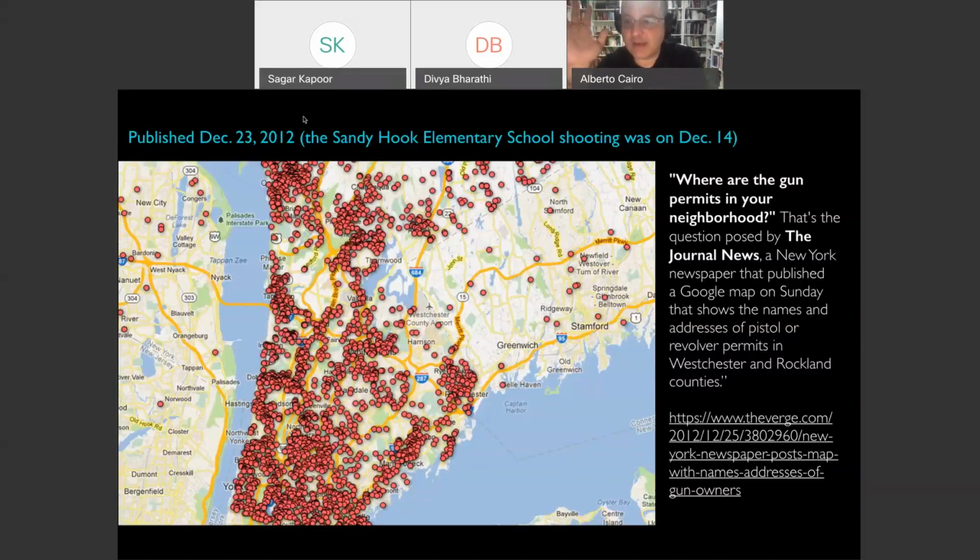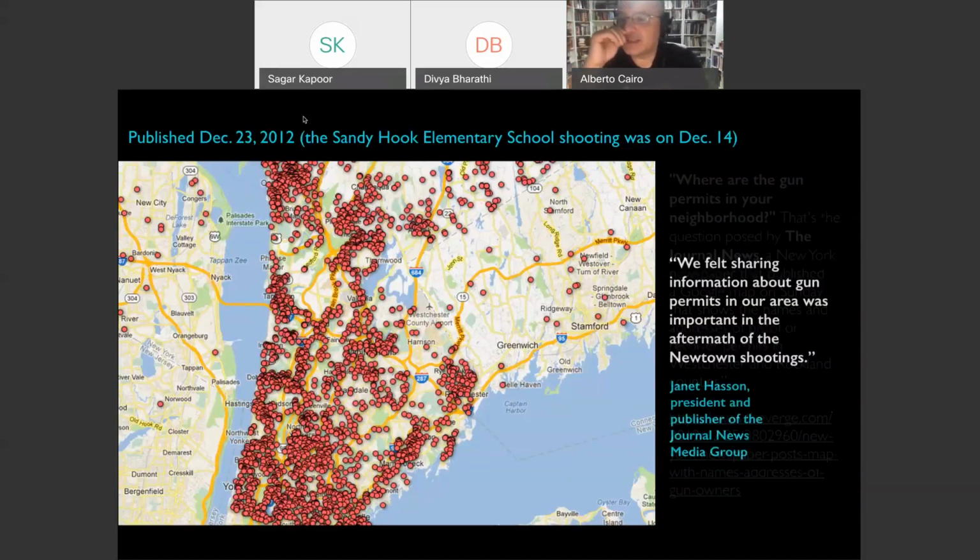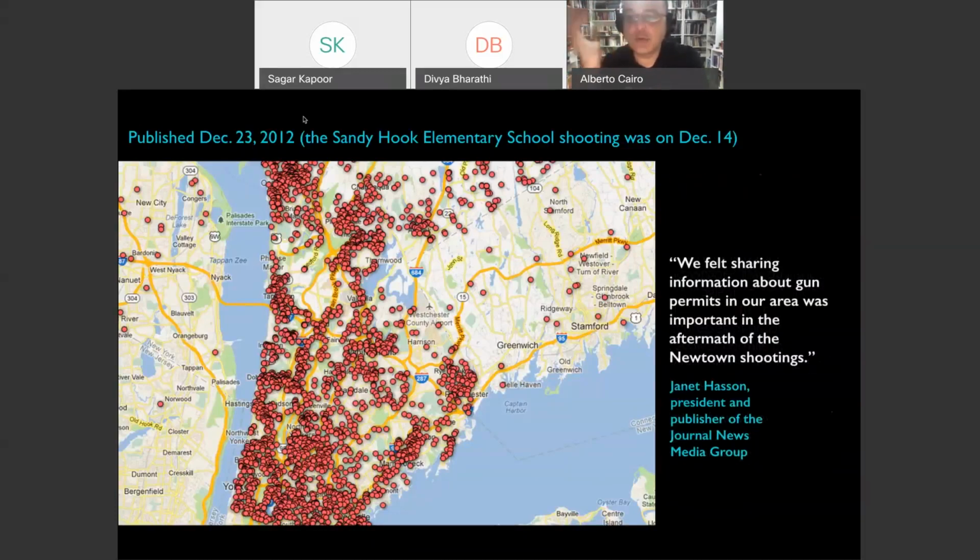Now, when I saw this map, I was completely horrified, right? I said, why? Why are you doing this? And the newspaper justified their decision saying, we felt that sharing this data about gun permits, people who have gun permits in our area, was important in the aftermath of the Newtown shootings. Now, I'm not going to get into the details about why I think that doing this is wrong, but I'm going to probably do that in the book.